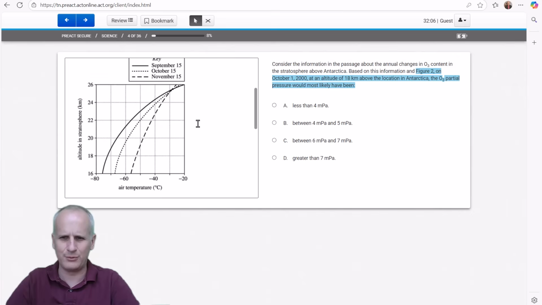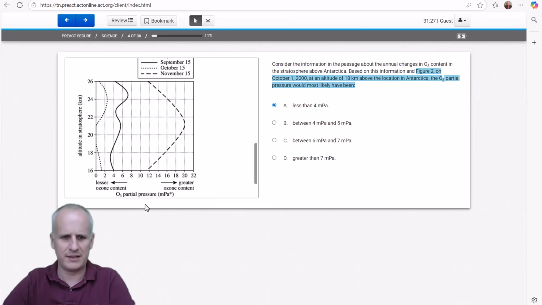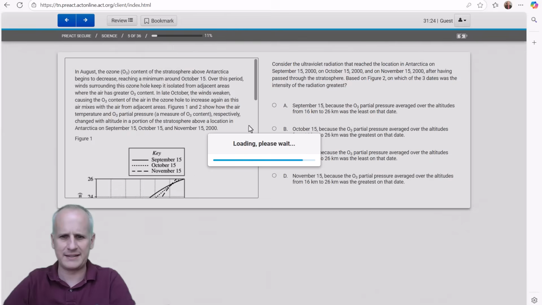So we're looking at an altitude of 18 kilometers going down here, and we're trying to go to October 1. So that's going to be between September 15 and October 15. At 18 kilometers, we can see it's going down towards October 15th. I can probably get this without even looking at the paragraph: September 15th is here, October 15th is there, so we're going to the left in between those two dates at October 1, so it's got to be less than 4 MPa, as we can see with the metric at the bottom. We'll click next at this point.